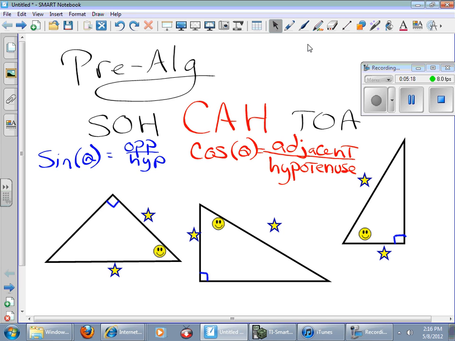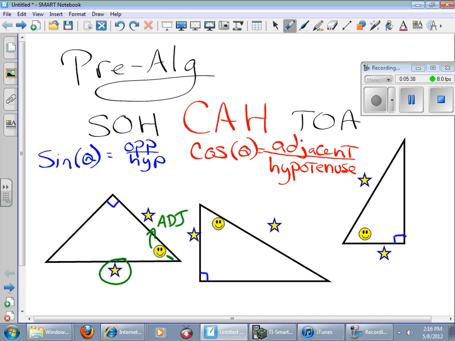Now some of you are going to go, wait, Mr. Lawrence, I see this smiley face here, this theta. It's got two sides next to it. No, because this side here is the hypotenuse, right? So the adjacent side is this. This is the adjacent one. It's the side next to it that is not the hypotenuse.